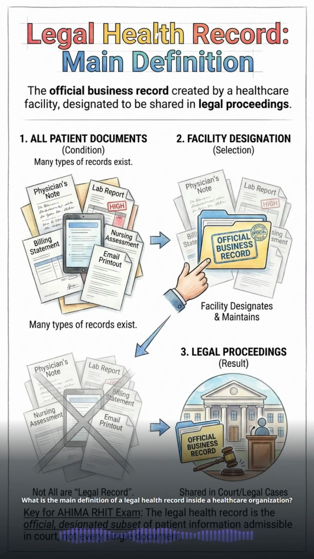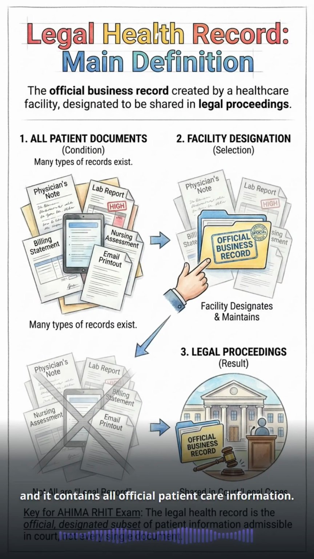7. What is the main definition of a legal health record inside a healthcare organization? It is the official business record created by the facility that can be shared in court. This specific document protects the hospital during lawsuits, and it contains all official patient care information.